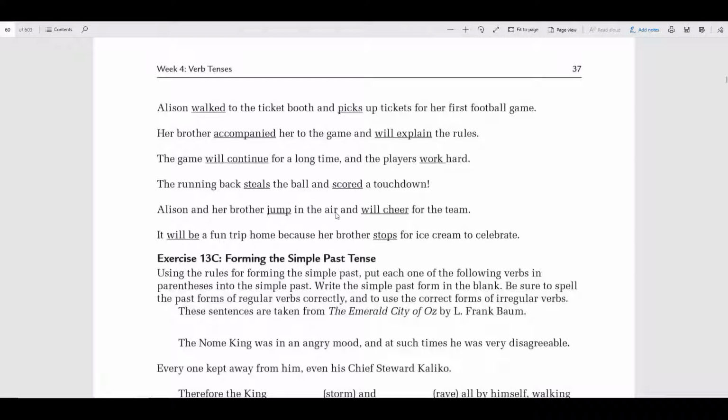Allison and her brother jump in the air and will cheer for the team. This is future, this is present. Mark this out and make it present tense to match this one. Allison and her brother jump in the air and cheer for the team. It will be a fun trip home because her brother stops for ice cream to celebrate. Okay, this is future. This is present. So we need to make this the same as this. It will be a fun trip home because her brother will stop for ice cream to celebrate. Okay, I hope that makes sense to you, how we change these to the same tense.